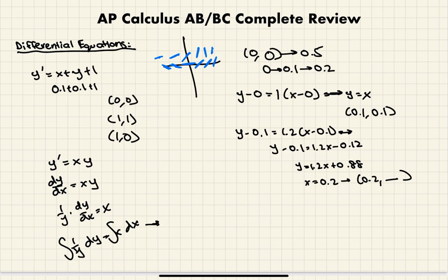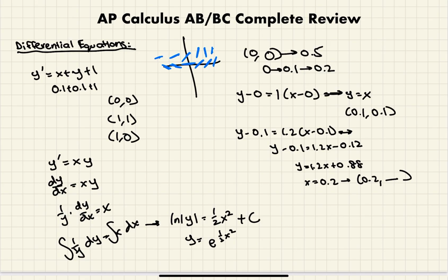Integral of 1 over y is ln absolute value of y, and that's equal to integral of x, which is 1/2 x squared, and you just take e to the power of both sides, so it becomes y is equal to e to the power of 1/2 x squared. And so that's basically how you solve, and you're always going to want to have a plus c. Since there's two integrals, it'll be plus c1 and plus c2, one on each side, but you can just combine them to form one constant c.